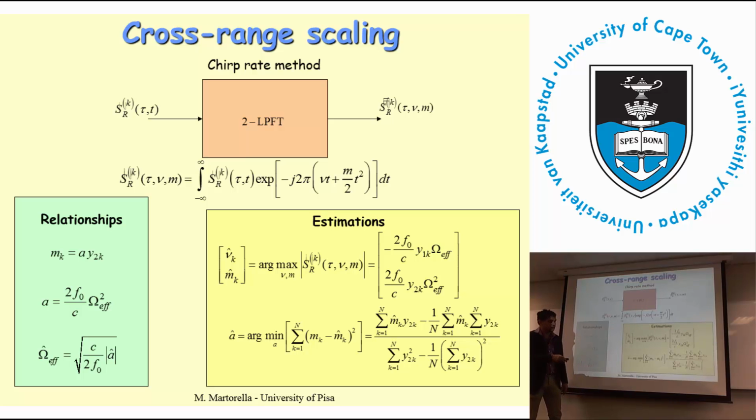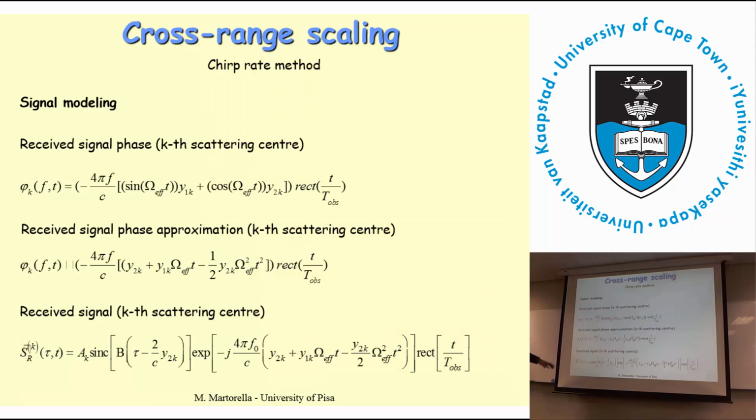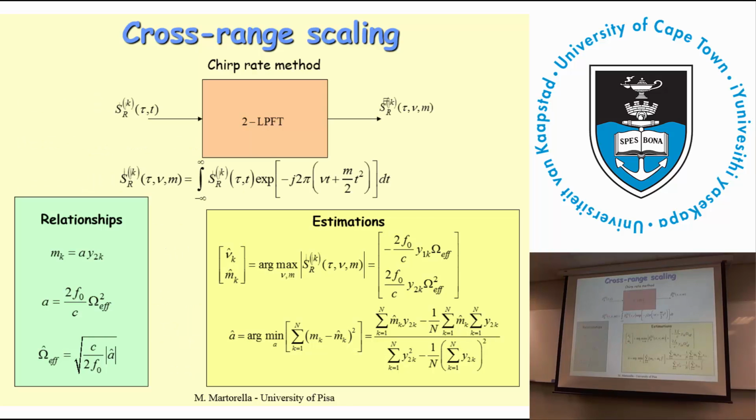And why that? For the same reason I said before, because this phase will remove this phase, and you remove it if you estimate these two values here. These two have to be very close to this. So this becomes an estimator for the Doppler and the chirp rate. So that means I can estimate both Doppler and chirp rate. Good.